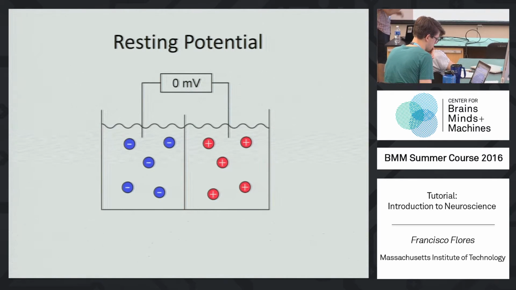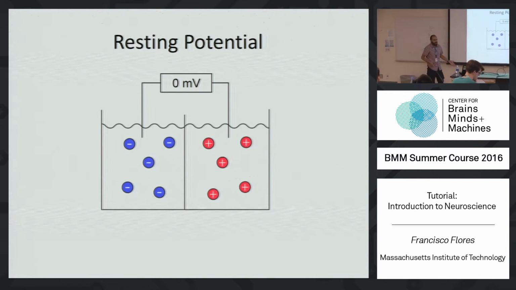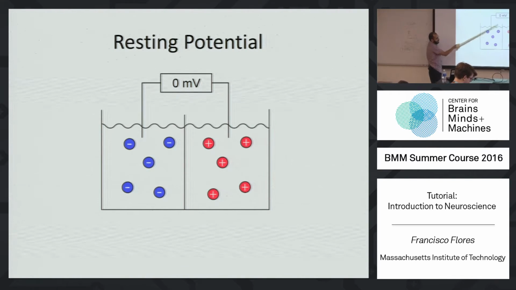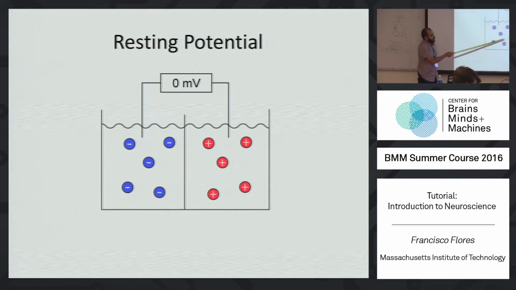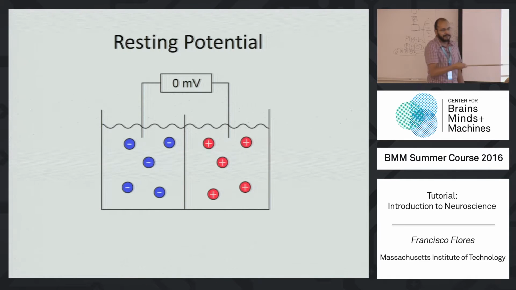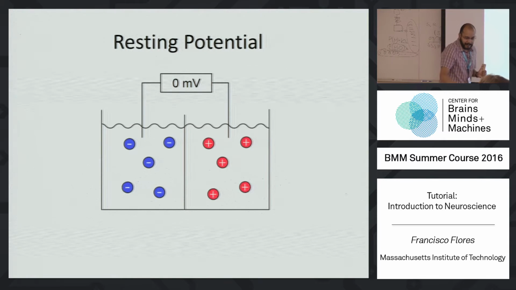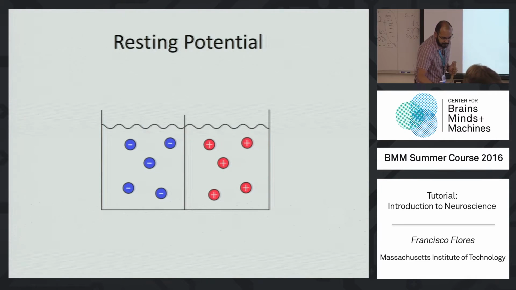Now, if you were to measure the potential difference between these two parts of the container, you're going to find that it's going to be 0 millivolts. Why? Because of this separation you have here, there's actually no current flow. So there's no ionic movement between the two sections of the container. If the current is 0, by Ohm's law, the voltage is going to be 0. Okay? So now let's make things more interesting.